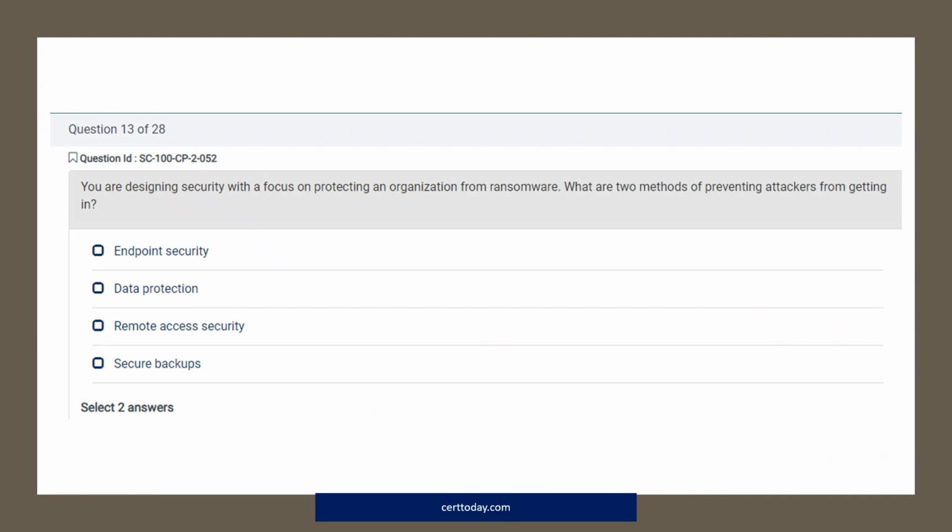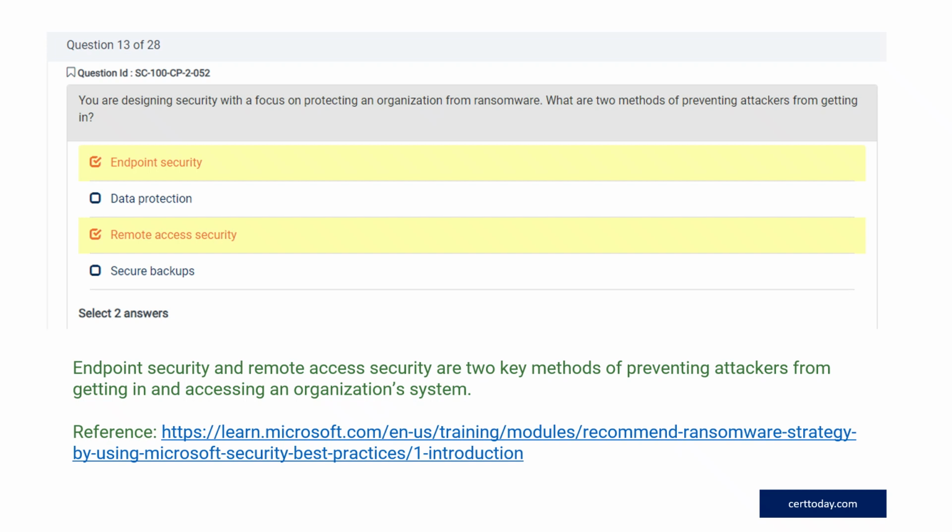Question 13. You are designing security with a focus on protecting an organization from ransomware. What are two methods of preventing attackers from getting in? The correct answers are A, endpoint security, and C, remote access security. Endpoint and remote access security are two key methods of preventing attackers from getting in and accessing an organization's system.